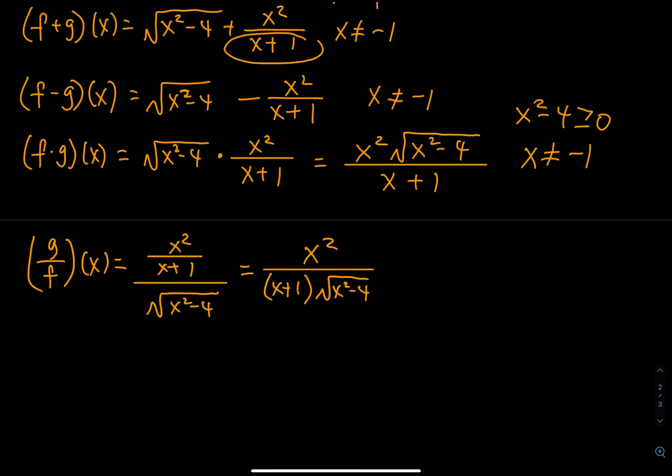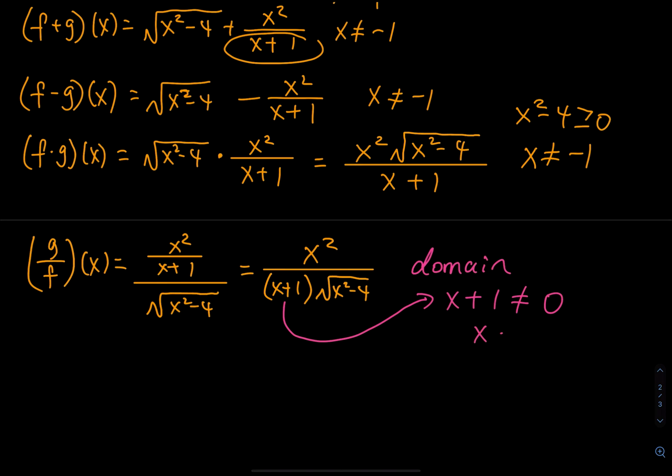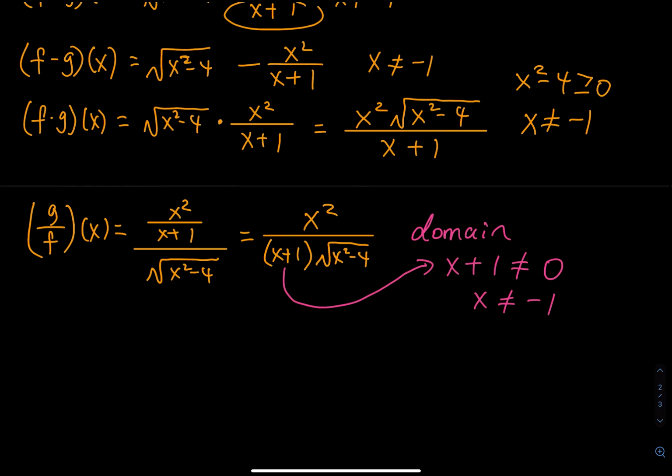We need to look for the domain. Let's just do that in a different color. For the domain, first of all, for this piece, we have to say x plus 1 cannot be equal to 0. So x cannot be equal to -1. And then the x squared minus 4 that is in the denominator. So we have to say x squared minus 4 just greater than 0, no equal, because once you have a 0, then the denominator is equal to 0.